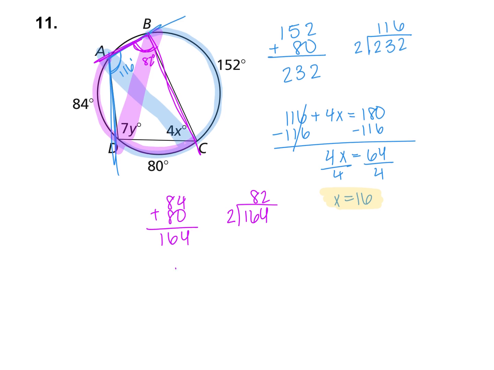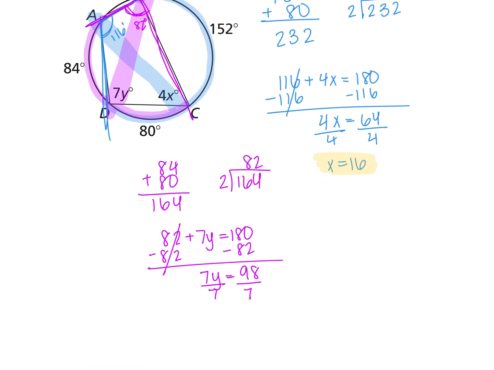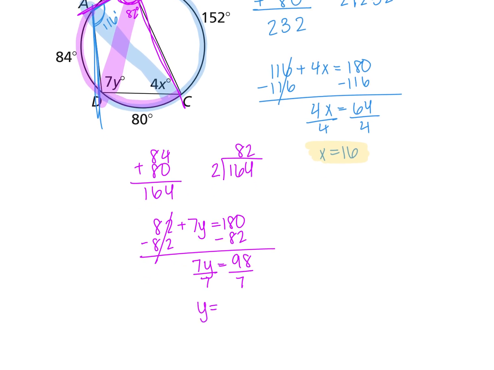So I'm setting it up. I'm going to have 82 plus 7y equals 180. Subtract 82. 7y equals 98. Divide by 7. If you divide it correctly, y equals 14 degrees.